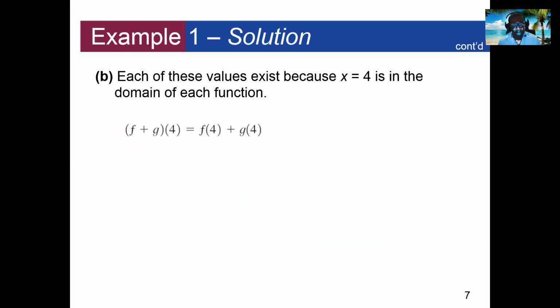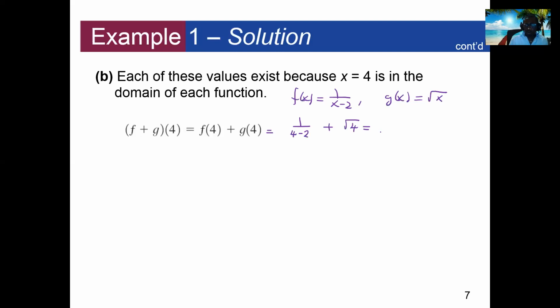Okay, so now let's find the values at a specific input. It says for each of these, the value exists because x equal to 4 is in the domain of each of the functions. If it is not, then we cannot evaluate it at all. So what is f of 4? Again, what is our f of x? It is 1 over x minus 2, and g of x is the square root of x. So if x is 4, then the sum is 1 over 4 minus 2, plus the g of x, which is the square root of 4.